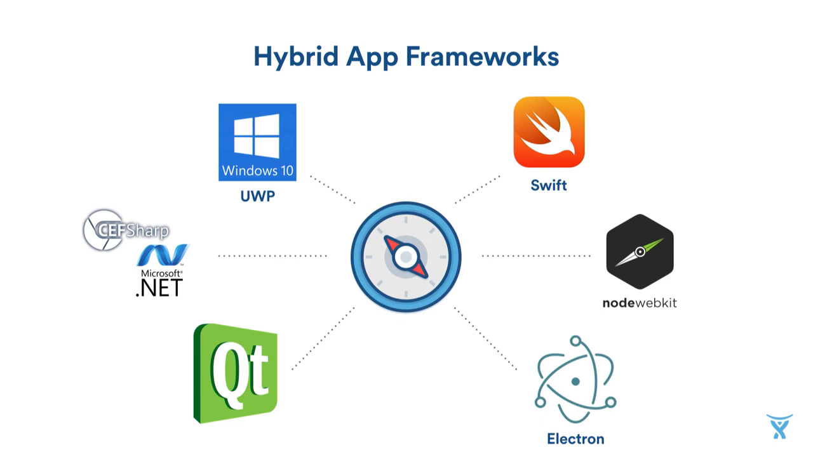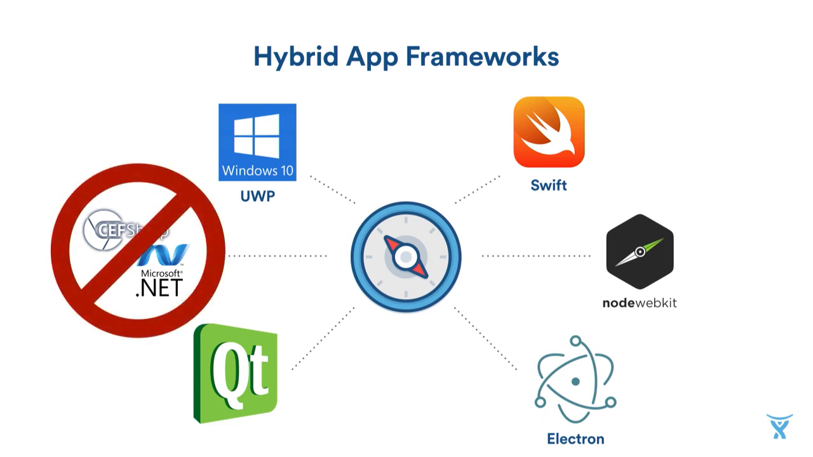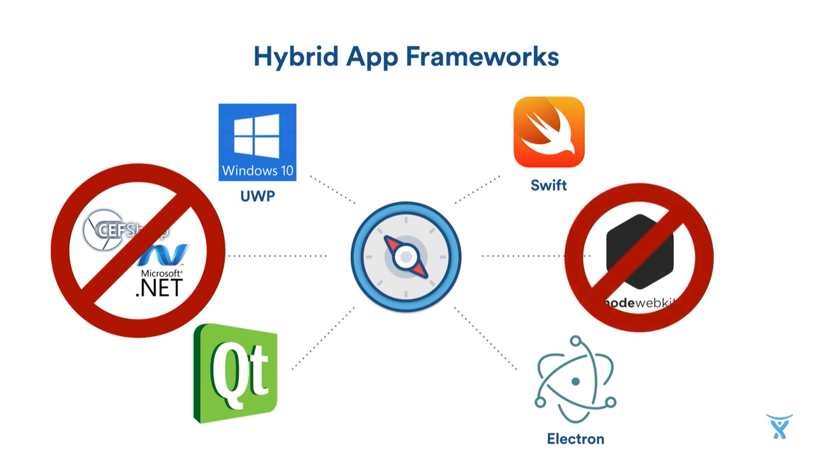There are tools that target only specific operating systems, like .NET and C#. If you're on Windows, you can use those tools. But for us, we're writing for all of them: Linux, Windows, Mac. So that's out of the picture. Node WebKit is another one. It used to be very popular, but it's been kind of replaced by Electron.